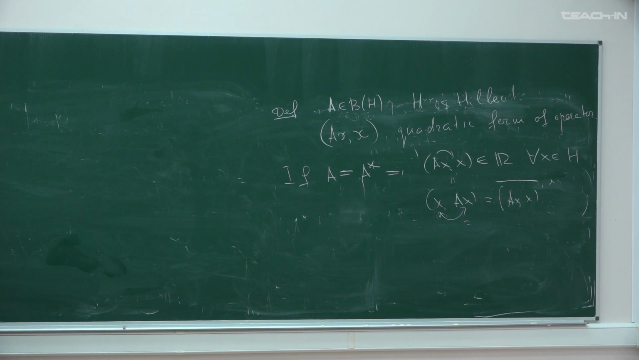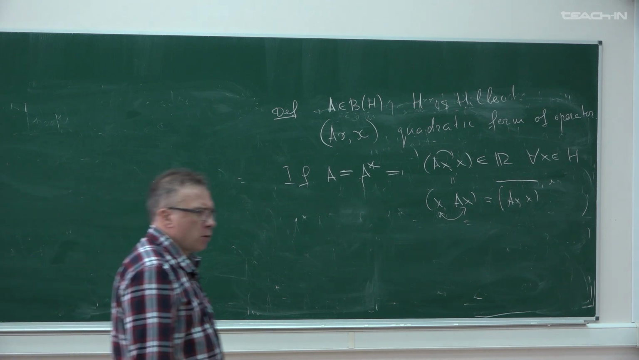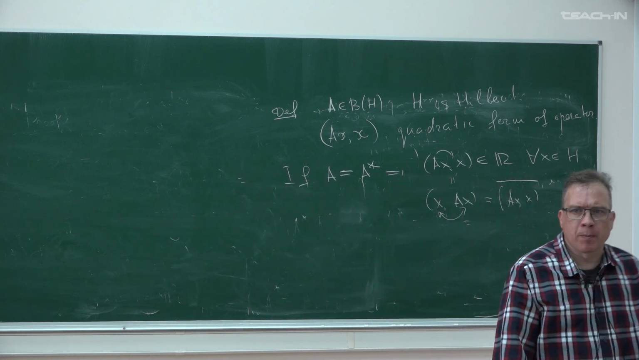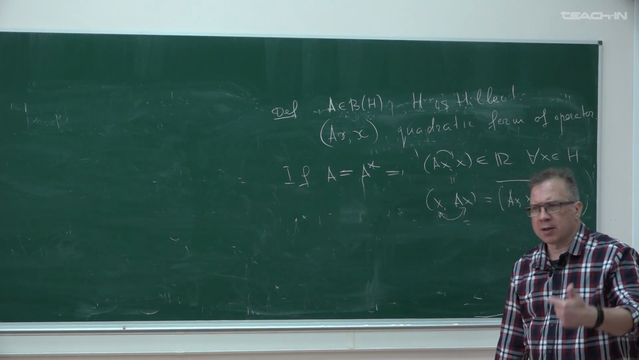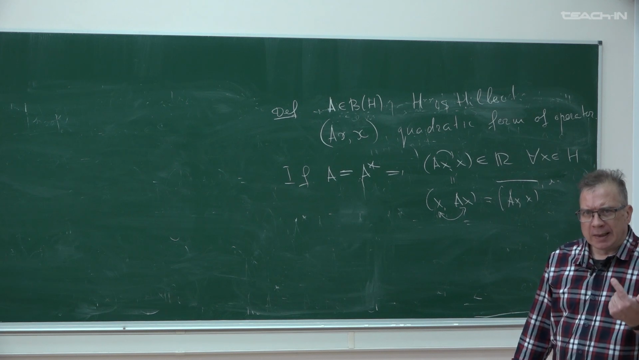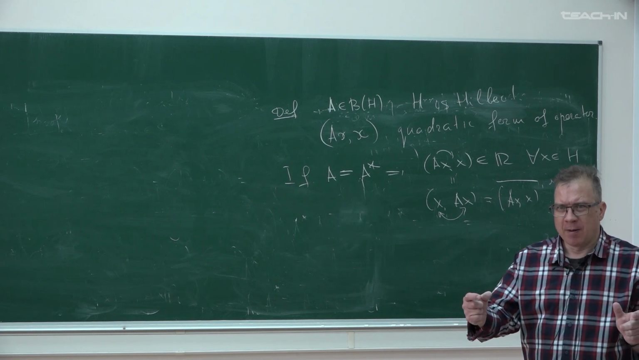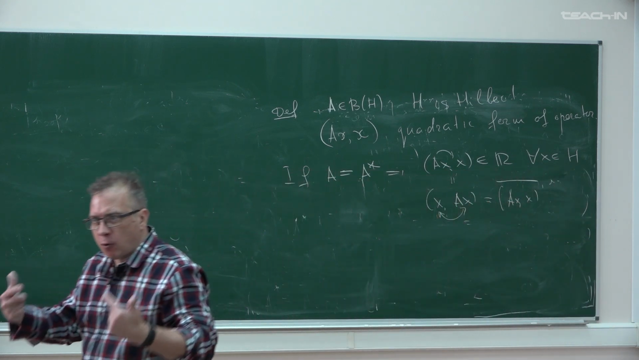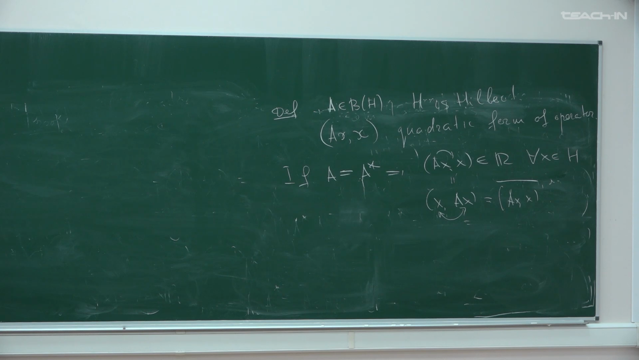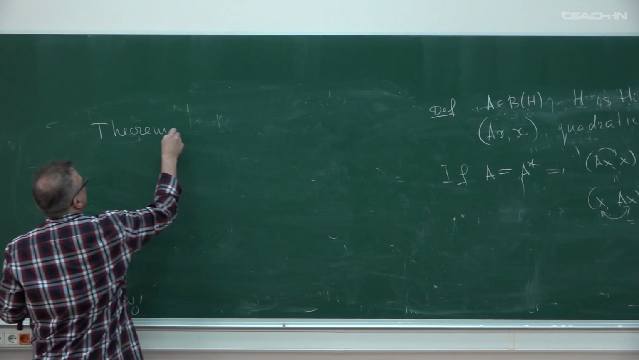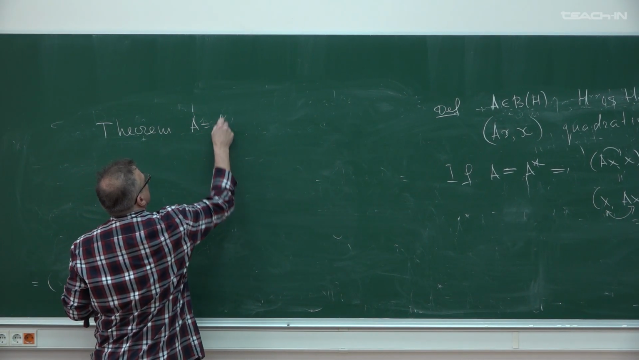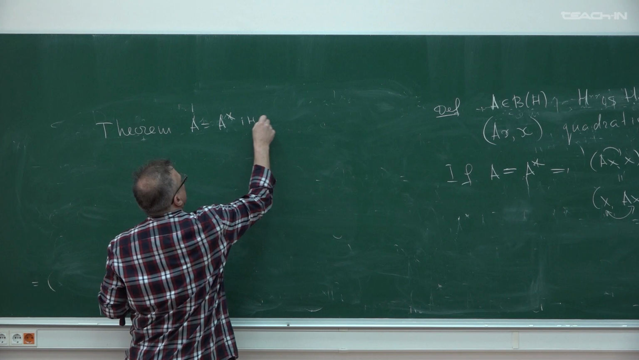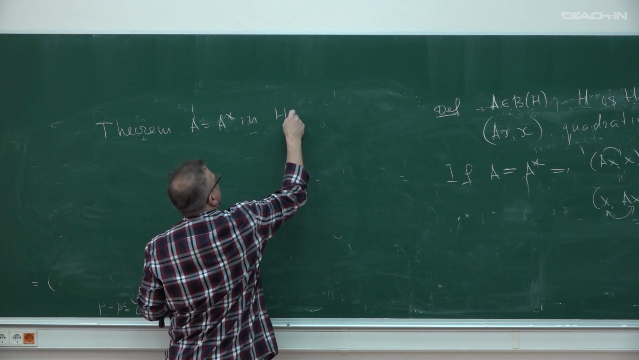A convenient theorem on the property of the quadratic form of a self-adjoint operator. If you remember, we defined the norm of an operator. We can calculate the norm of an operator as the supremum of the sesquilinear form on two spheres. For self-adjoint operators, you can take the supremum of the quadratic form on the unit sphere. So, theorem. In Hilbert space.